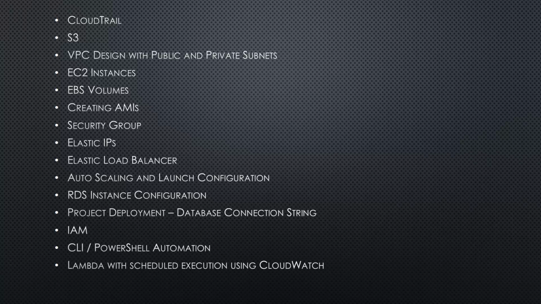Once the project is running successfully, I will create an AMI from my EC2 instance, so that it can be used to create more such web server instances using auto scaling policies and attach them to an elastic load balancer. After setting up this infrastructure, I will show how to create IAM users, roles and policies in order to enable automation using AWS CLI or PowerShell.